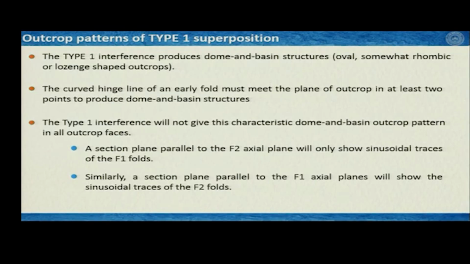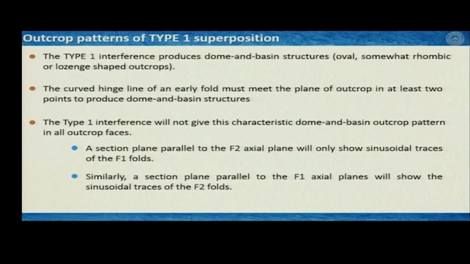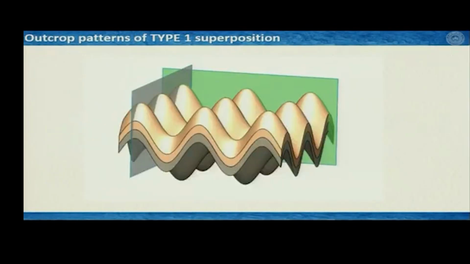The type 1 interference will not, however, give the characteristic dome and basin outcrop patterns on all outcrop faces. For example, if you see it along the F2 axial planes, then you will get the sinusoidal pattern of the F1 fold, and vice versa is also true. If you see it along the F1 axial plane, you will see the sinusoidal pattern of the F2 folds. We will see it soon.